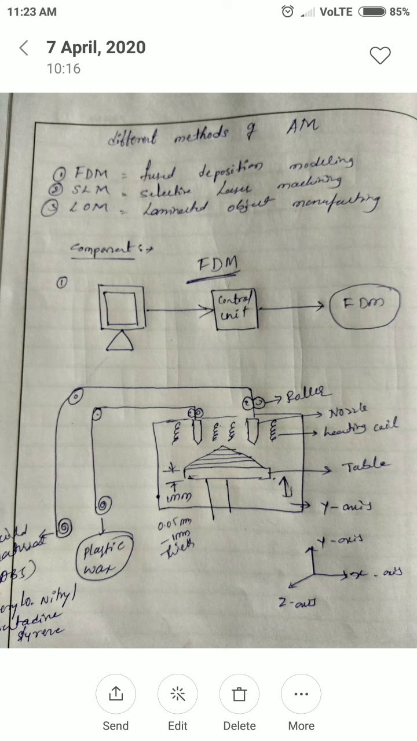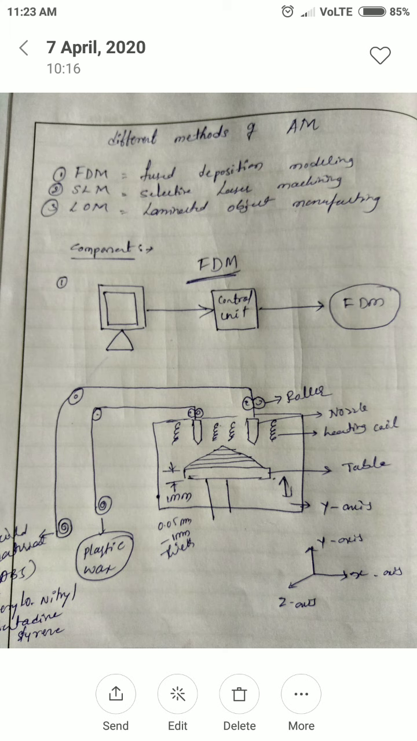And today, very first, I would like to explain the first method, fused deposition modeling. I hope you all clearly understand and clearly hear my voice, there is no doubt. Then I would like to start. In the slide, because I am taking the class today on mobile only, you have to see the screen. Whatever image is there on the mobile, I hope you can see this image clearly.